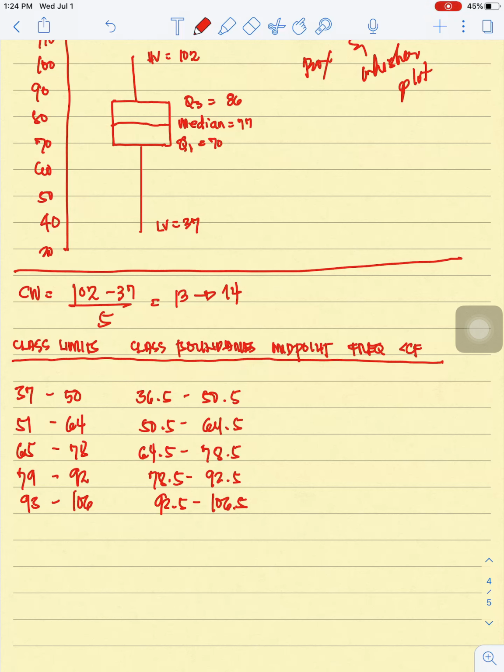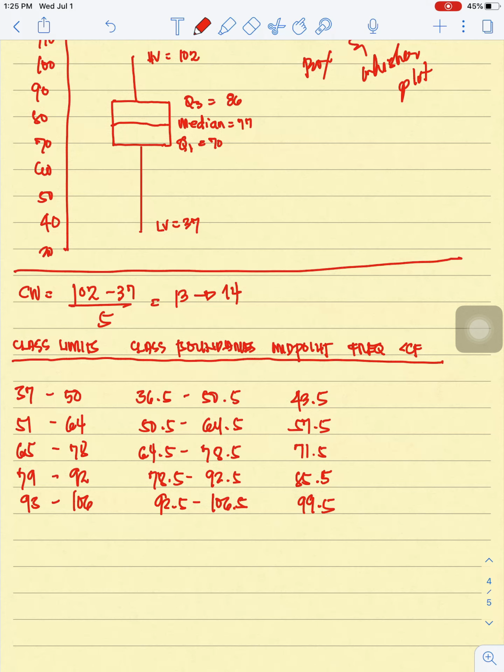And then again, for the midpoints, we just need to add the lower class limit and the upper class limit, then divide it by 2. So we have 37 plus 50 divided by 2 is 43.5. Of course, this is by 14, so we can just add 14 here. We have 57.5, plus 14, 71.5, then 85.5, plus 14, we have 99.5. You can check: 93 plus 106 divided by 2 is 99.5.